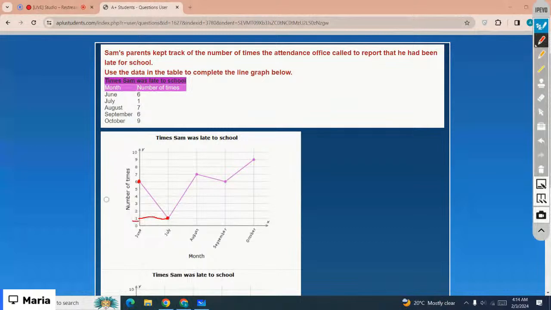Then in August, it is 7. Here is the point, so just match it to the y-axis. So here is the 7. Then September, it is 6. Here is September. Just match it to the y-axis. So here is 6. Then in October, that is 9. Just match it to the y-axis and see, you have matched it on both x and y, right? Here you have 9. So that means option number 1 is the correct option.